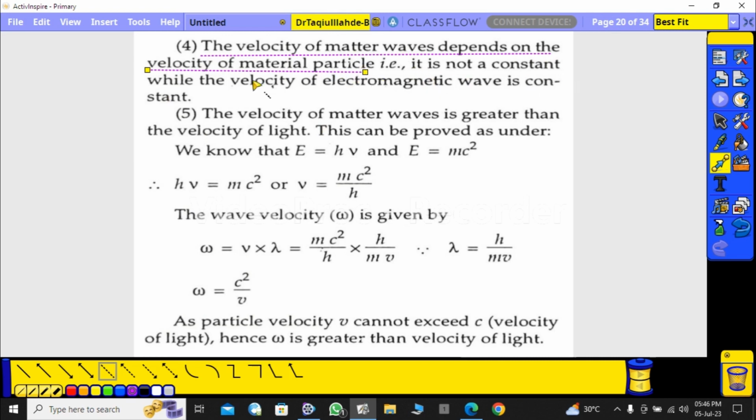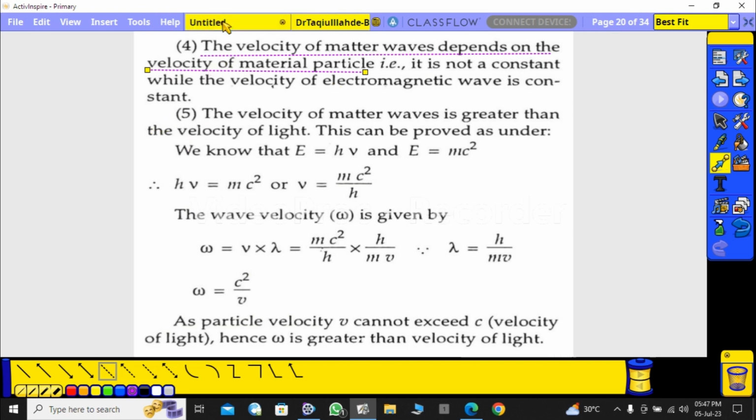That is, it is not constant, while the velocity of electromagnetic wave is constant. See, EM wave, we have a constant velocity, like 3 into 10 power 8 meters per second. So electromagnetic wave will travel with constant velocity, so the wave velocity also will be constant. Whereas material particles, different particles, will have different velocities. Like some particle is heavy, it will move with some particular velocity. Another particle is light, it will move with some other velocity. So different particles have different velocities. Therefore, the wave velocity also will be different.